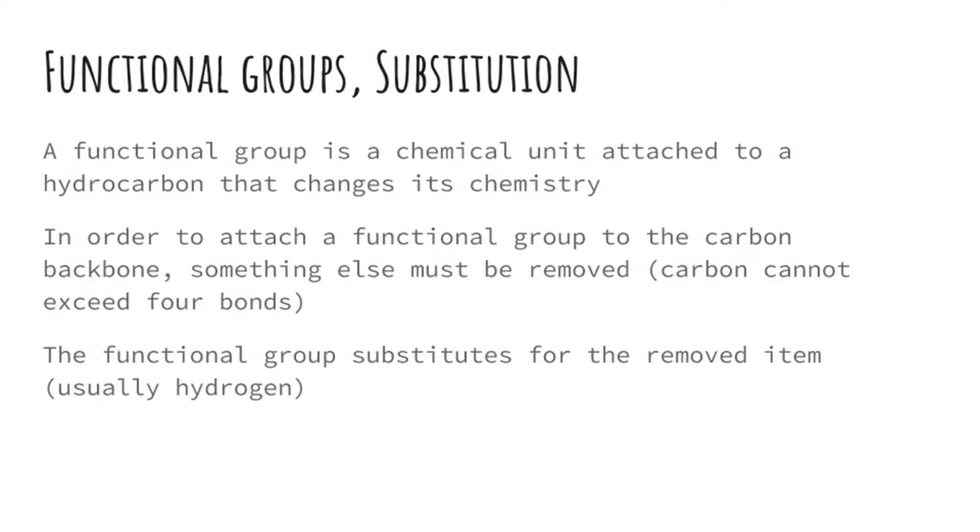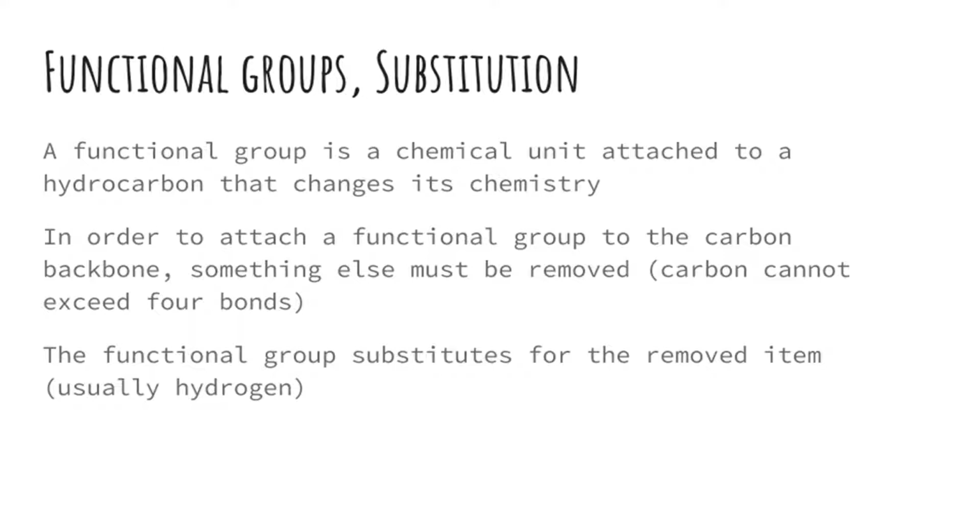Alright, so now let's talk about our functional groups. A functional group is a chemical unit that you can pop onto an alkane chain in order to change its chemistry. Sometimes these changes can be small, sometimes they can be really, really big. In order to attach a functional group, you have to first remove something that's already going to be on there.